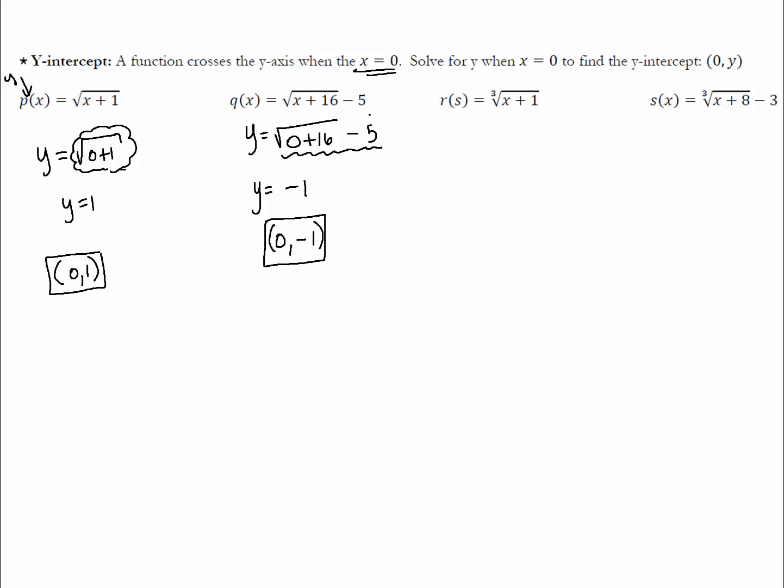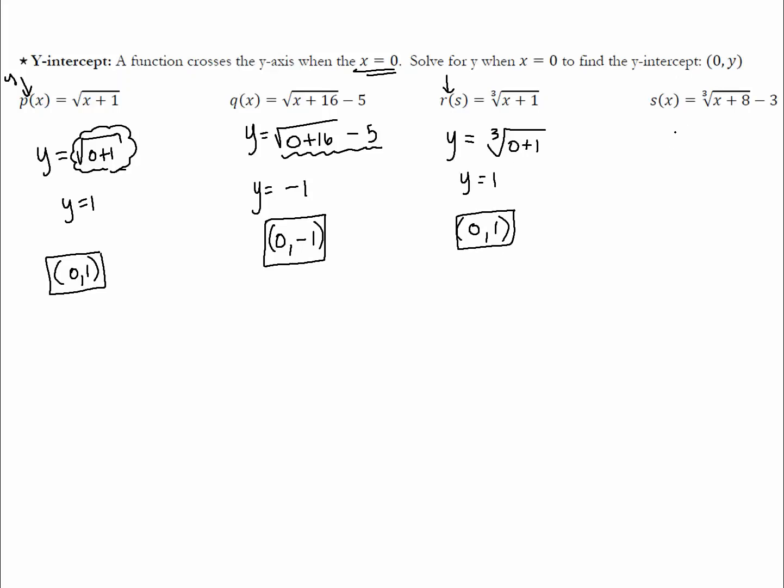All right, let's do it again. Y-intercept, that means x is 0. This is y. Cube root of 0 plus 1. All right, calculator. 0 plus 1, 1. Cube root of 1, 1. 0, comma 1.